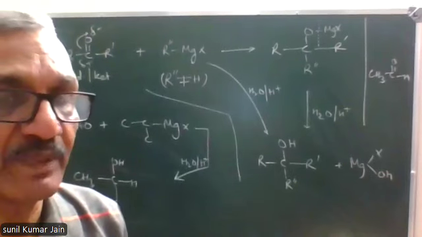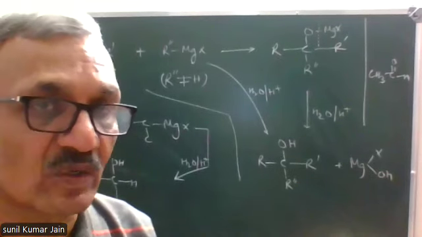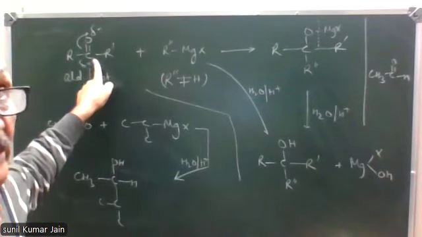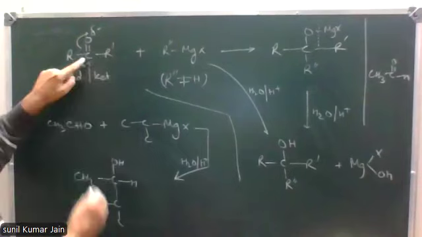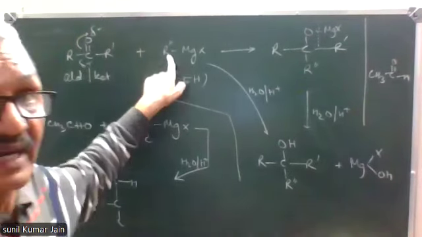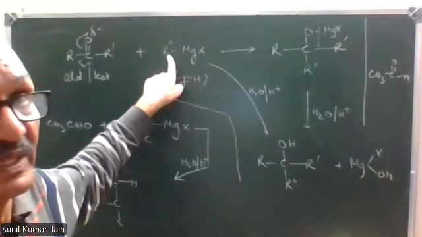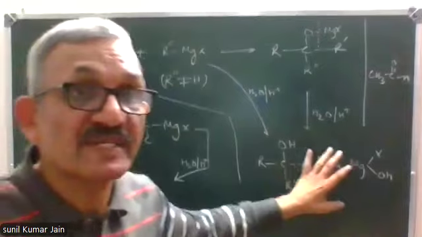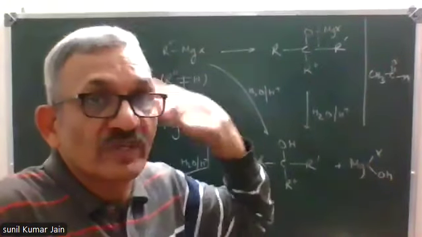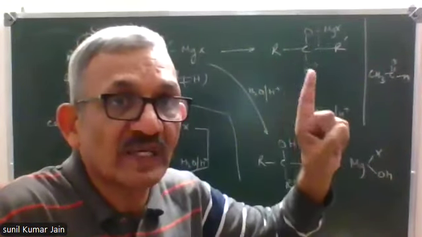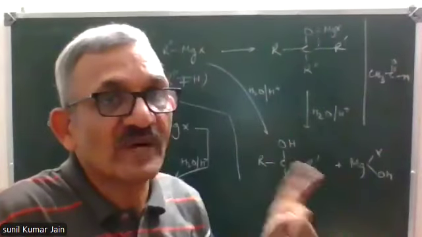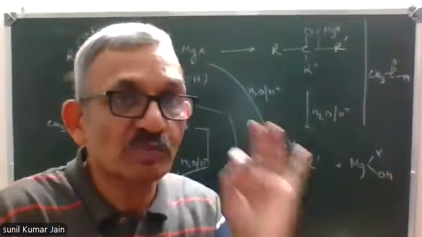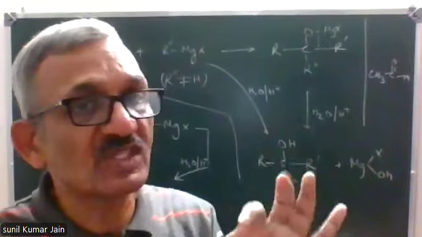Why did I say we can prepare any alcohol except methanol? Because this aldehyde or ketone will contain at least one carbon, that is this one. This Grignard reagent will also contain at least one carbon atom, and all the carbon atoms of these two reactants are present in the final product. So if both reactants have a minimum of 1 plus 1 carbon, the final product will have at least 2 carbon atoms. That is, ethanol is the smallest alcohol which can be prepared by this method.